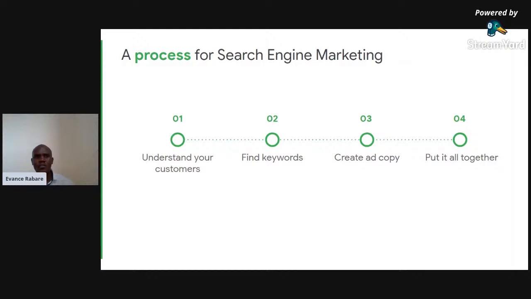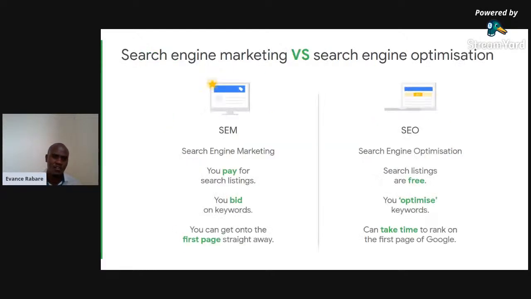So let us look at the process of search engine marketing. First, you need to understand your customers. So this is what makes everything else happen, which is customers. You need to find keywords. So we need to brainstorm good keywords to bid on that might be relevant to our target audience. Create an ad copy. So in order to create good ads, we need to understand what our target customers want. And then after that, now we have an overall. So we put all this together, right from understanding your customers, finding keywords, and creating an ad copy.